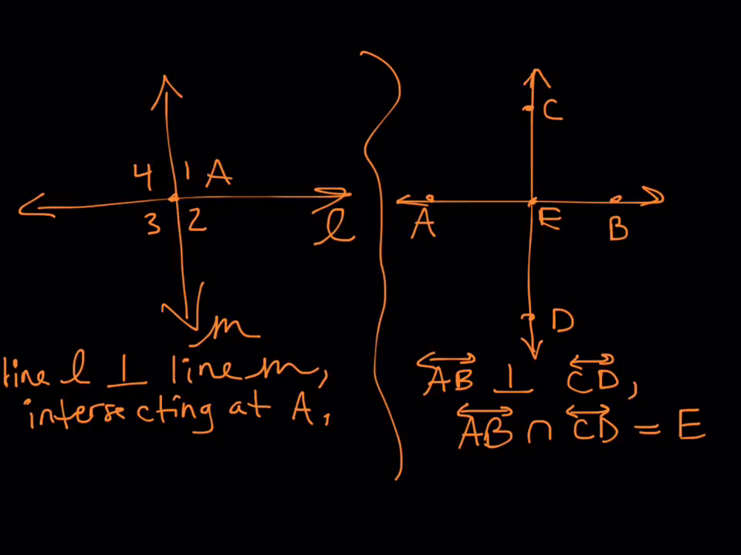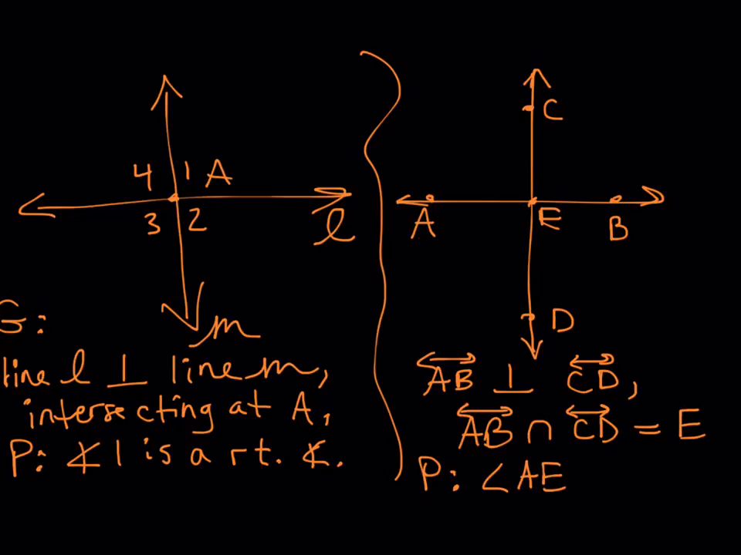So this is the given, and then the prove, we just want to show that one of these angles is right. Right, so we could say something like angle 1 is a right angle. Or over here we could say angle, let's see, we'll just choose any one at all. So how about AED? Angle AED is a right angle.